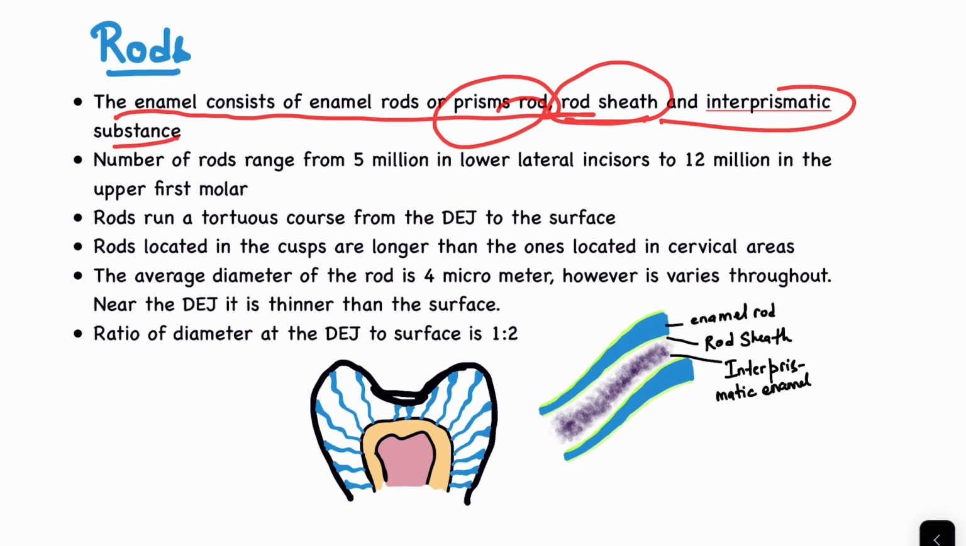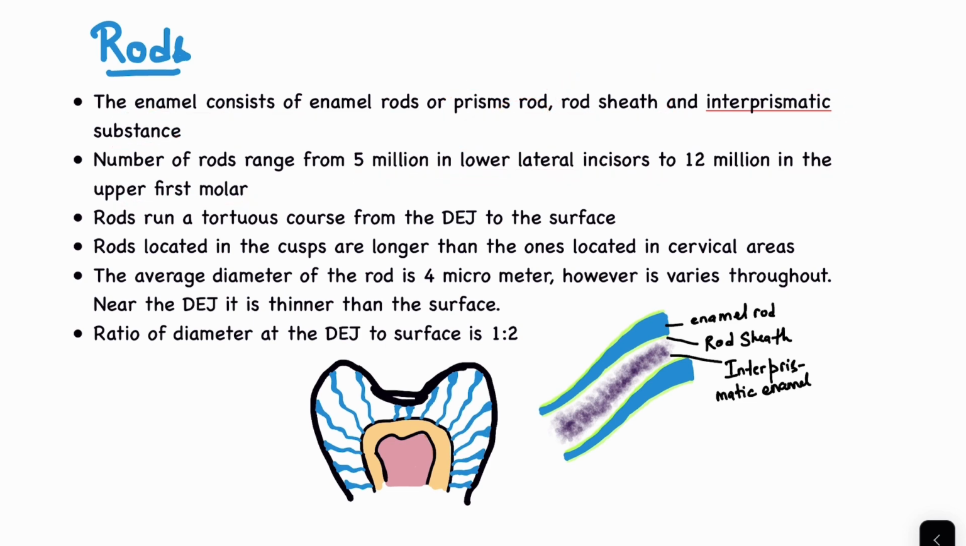The number of rods ranges from 5 million in the lower lateral incisor to 12 million in the upper first molar. So obviously the lower lateral incisor is the smallest tooth, so it will have the least number of enamel rods, and the maxillary upper first molar is the largest tooth, so it will have the most number of enamel rods, that is 12 million.